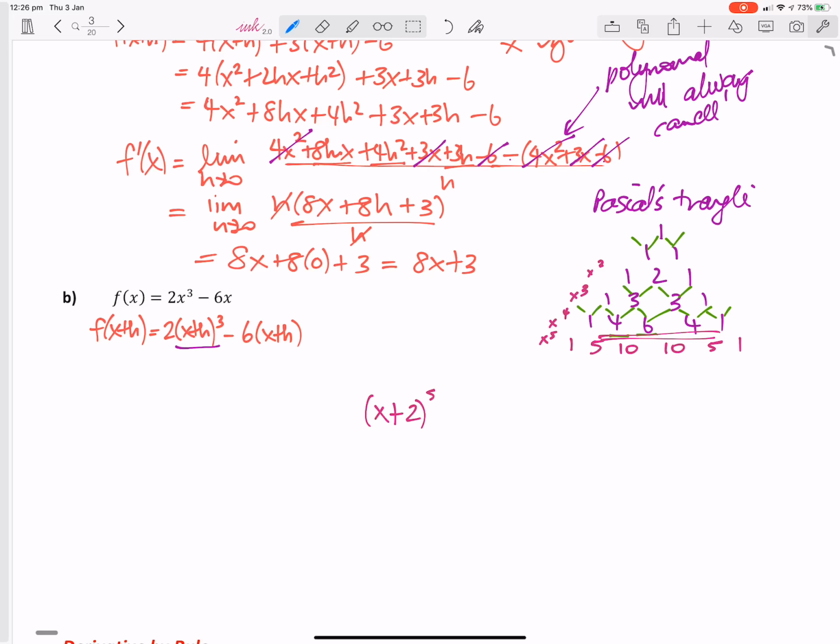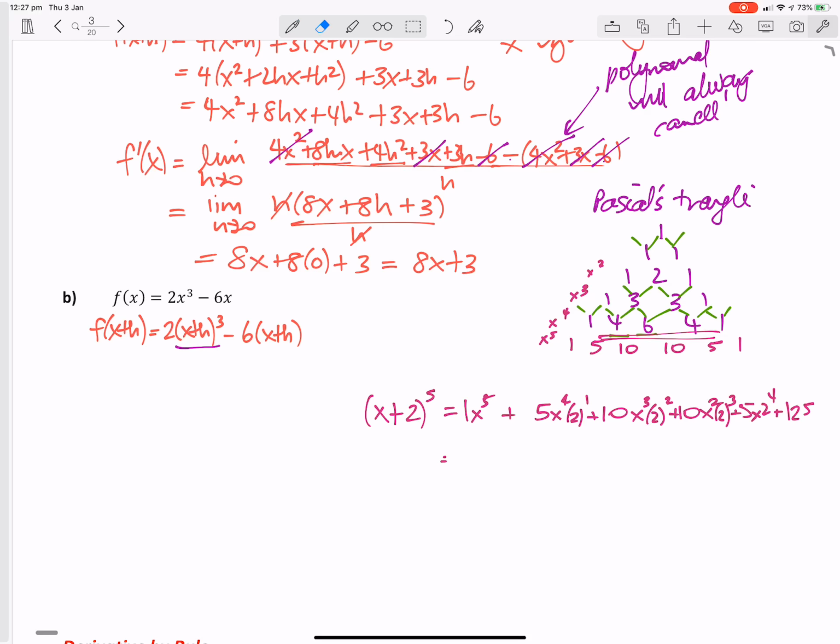We'll say x plus 2 to the power of 5. So 1, 5, 10, 10, 5, 1. First one, x to the 5, x to the 4, x to the 3, x to the 2, x to the 1, x to the none. 2 to the 0, 2 to the 1, 2 to the 2, 2 to the 3, 2 to the 4, and 2 to the 5. And then pluses in between them all.